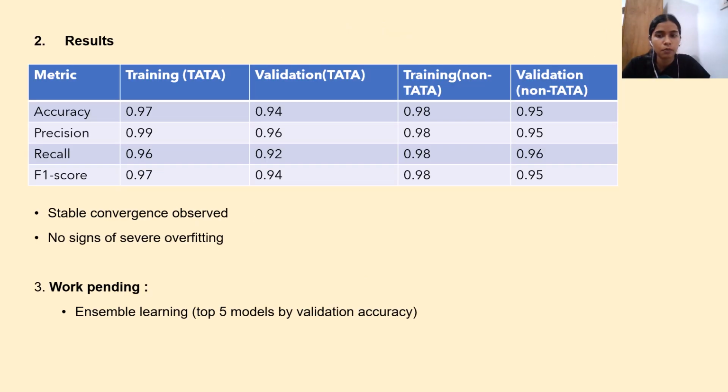As you can see, our model achieves 94 to 95% accuracy on both promoter types, with especially strong recall for non-TATA promoters, the harder case. The tight training-validation gap confirms reliability. Next, ensemble models will be implemented to make predictions even more robust before expanding to other species.